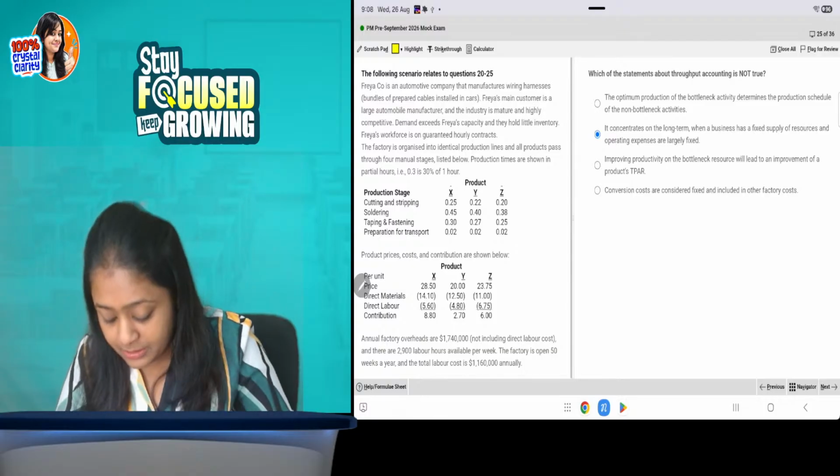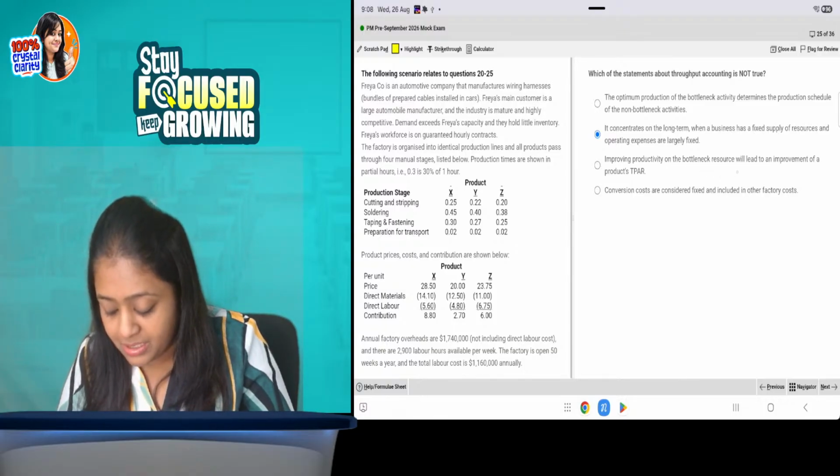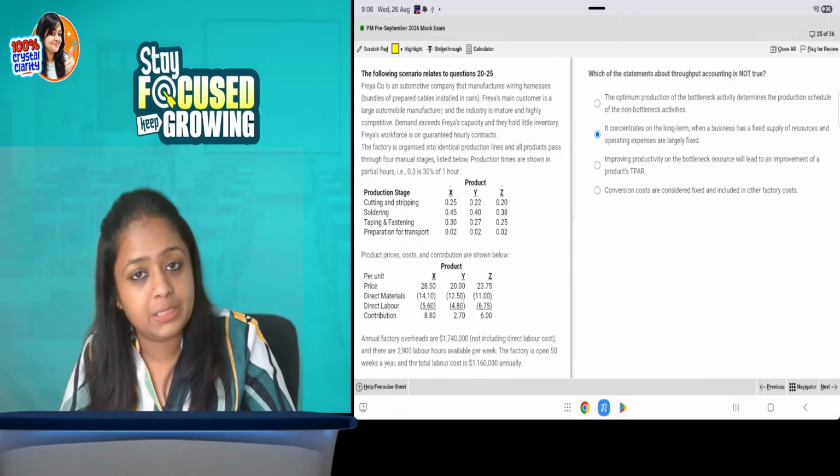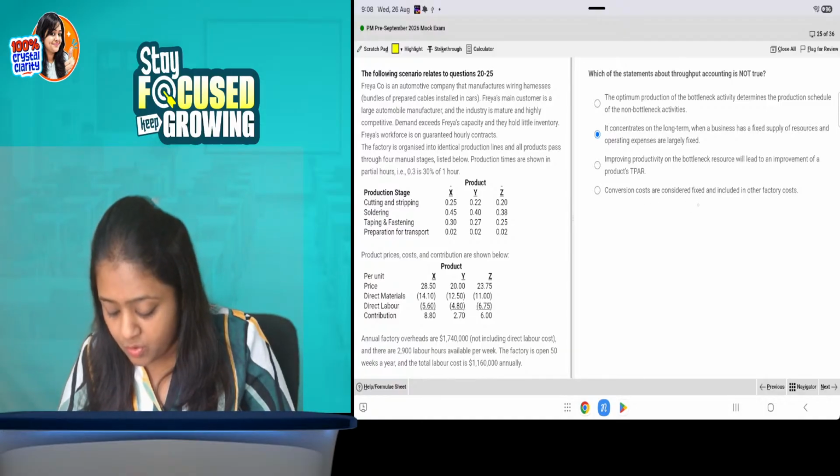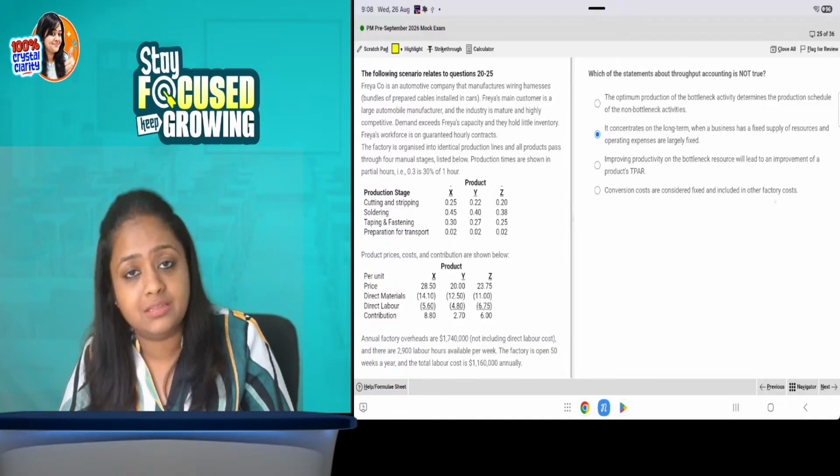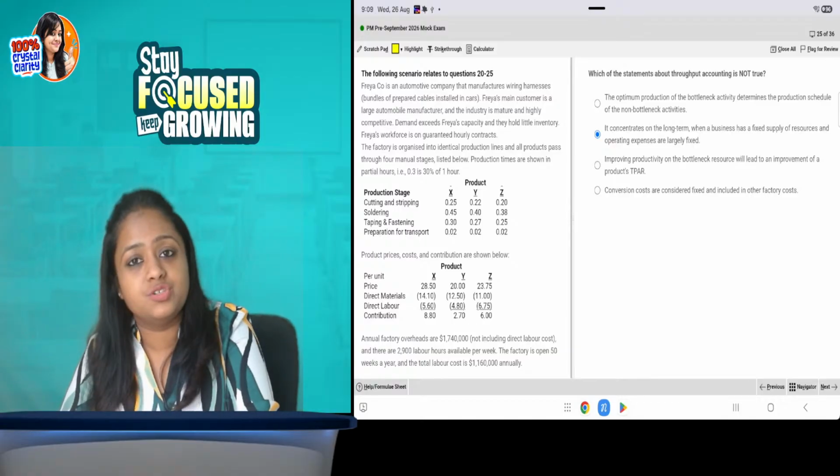Anyways, let's read further. Improving productivity of the bottleneck resource will lead to an improvement in TPAR. True. Conversion costs are considered fixed and included in other factory costs. True. So B is wrong.